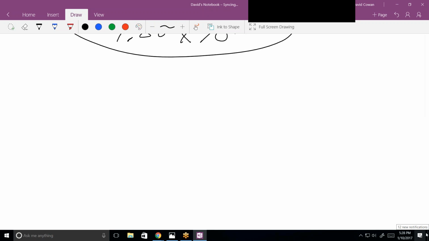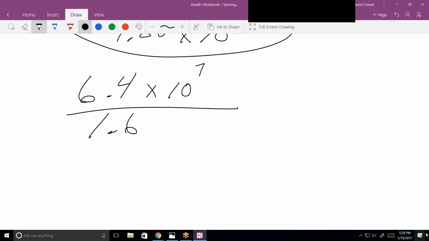All right, we got time for one more, Logan. What else you got? 6.4 times 10 to the power of 7 divided by 1.6 times 10 to the 5th. Okay, what's 64 divided by 16? Whole number. Small whole number. 4. And the fact that it's 6.4 divided by 1.6 doesn't change anything. That's still 4.